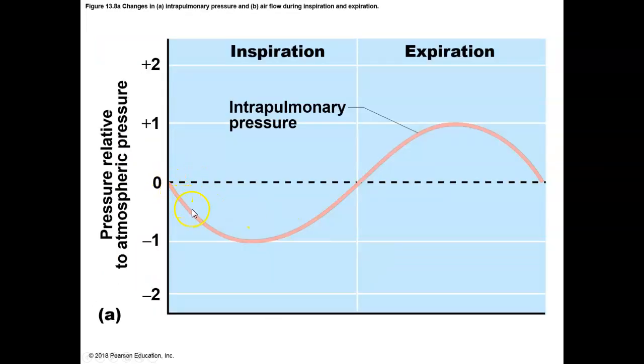And here you can see intrapulmonary pressure. So during inspiration, we have less pressure in our lungs, and so we actually can pull air in. But during expiration, we have a higher, I'm sorry, lung pressure, and atmospheric pressure is lower, and so air moves out.